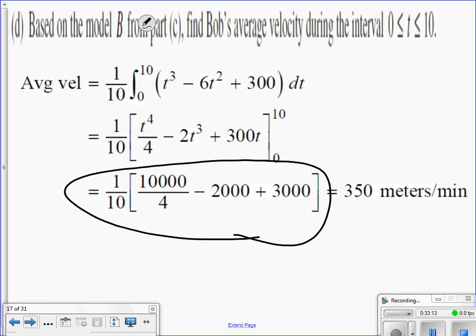Just don't make a mistake. That would be it. That's the average value. Just don't use the slope formula. If they said, what's the average rate of change of Bob's velocity, then you would use the slope formula.